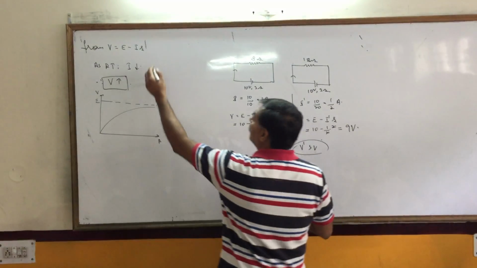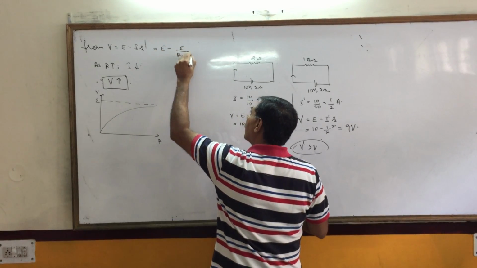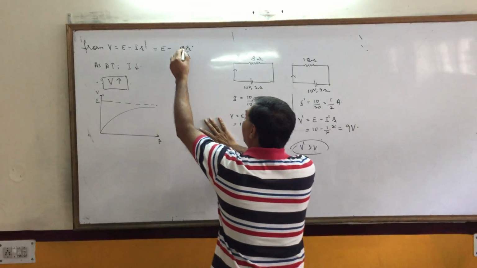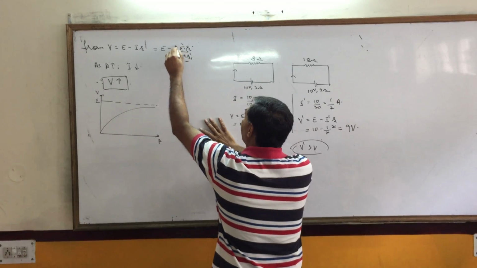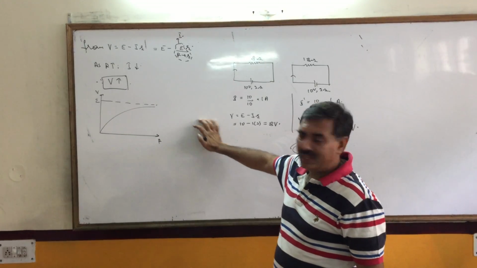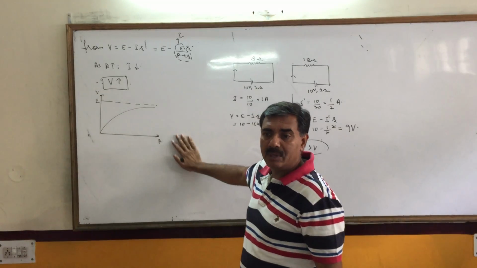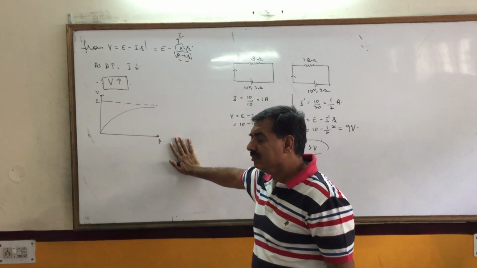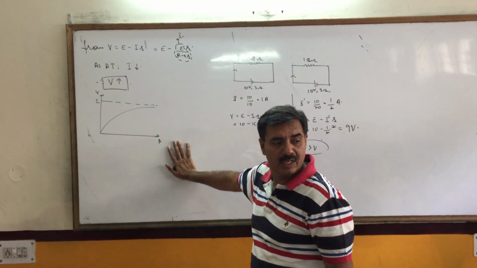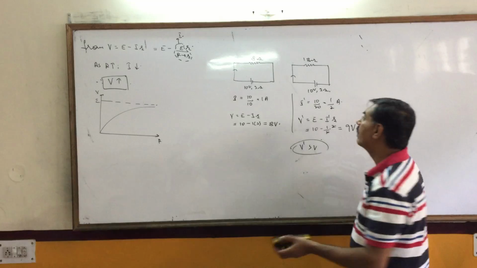Because you know the shape of the graph is according to this. This is I. आपको तो increase decrease तो कर देते हैं ना. So it is one of the examiner's favorite questions. ठीक है. Okay.